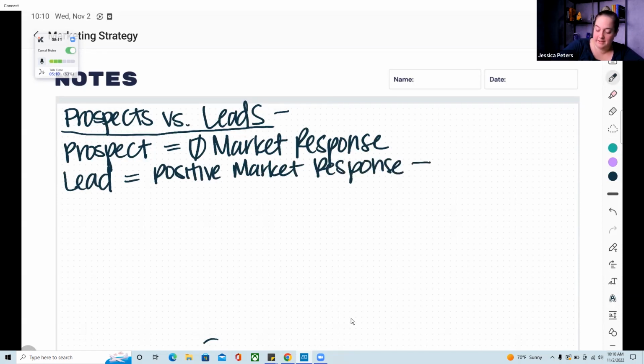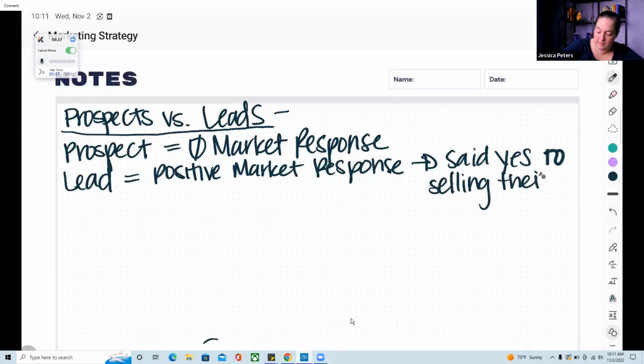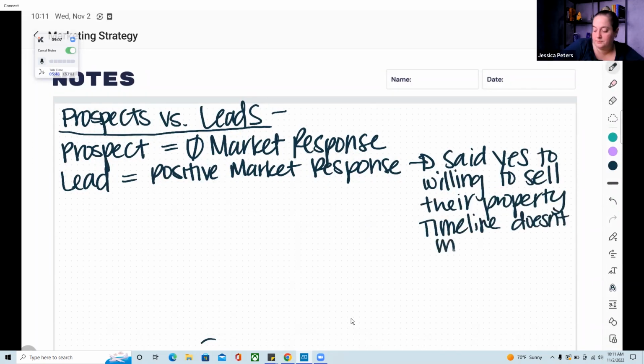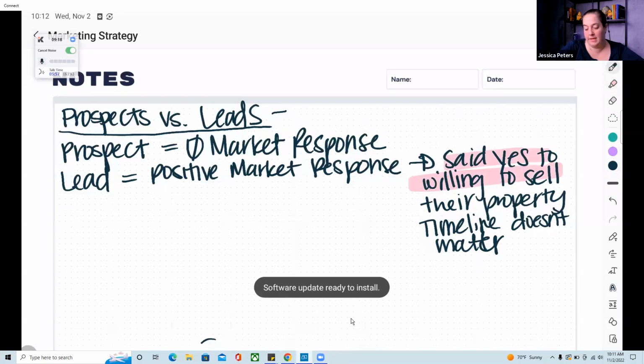And what do I mean by that? They have said yes to selling their property. To call them a lead, we don't care about the timeline. We'll talk about timeline later in week 3 when we talk about lead management. But if they're just willing to sell, we're going to call them a lead. They have a willingness and ability to sell the property.